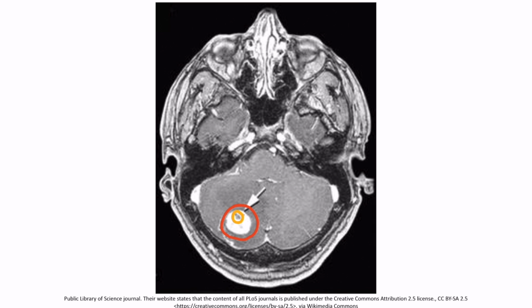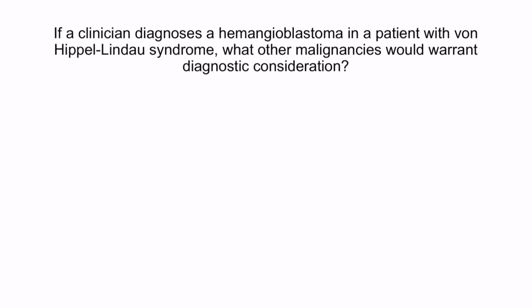Now it's time for a flash quiz. If a clinician diagnoses a hemangioblastoma in a patient with von Hippel-Lindau syndrome, what other malignancies would warrant diagnostic consideration? This question serves as a reminder that von Hippel-Lindau syndrome is a multisystem tumor predisposition syndrome characterized by benign and malignant tumors, including central nervous system and retinal hemangioblastomas, clear cell renal cell carcinoma, and pheochromocytoma.